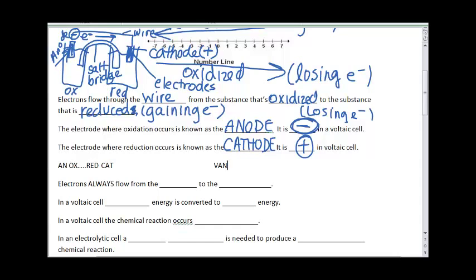Okay? The little way to remember this is An Ox, Red Cat. The anode is the site of oxidation. Reduction occurs at the cathode. An Ox, Red Cat. I find myself saying that a lot in this unit.